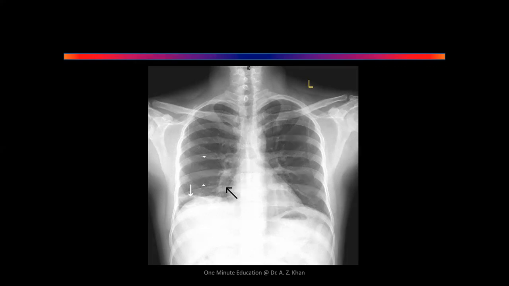Okay, there are three signs which I want you to identify. I want three separate signs that you see on this chest X-ray. There are three marks on the chest X-ray. One is a black arrow, one is a white arrow, and one is just a white arrowhead. Give me the name of three signs. All of them are related to pulmonary embolism. I'll help you. The black arrow is Westermark sign. But what are the other two?